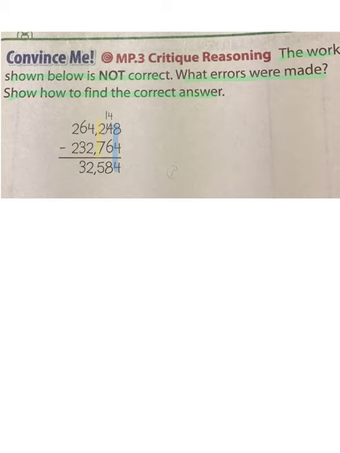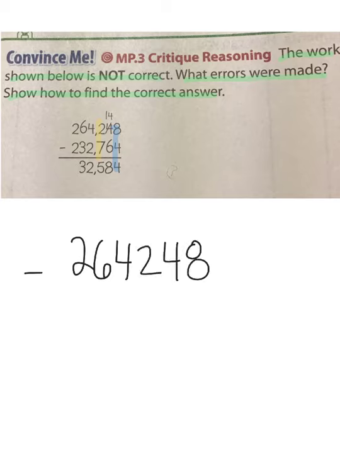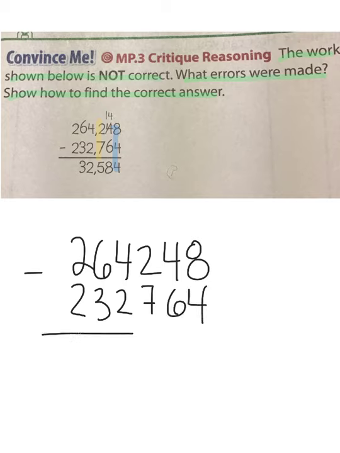Did they borrow from the 2? They did not borrow from the 2, so that is where the error lies. Let's do this problem correctly. Please write it down in your notebook and do it with me. 264,248 minus 232,764. Make sure that your digits are lined up, where the ones are lined up, the tens, the hundreds, and so on.